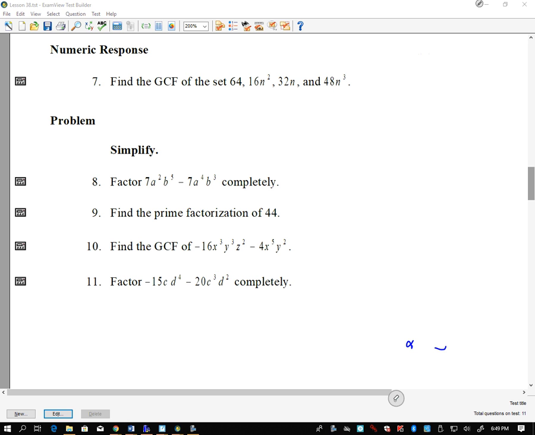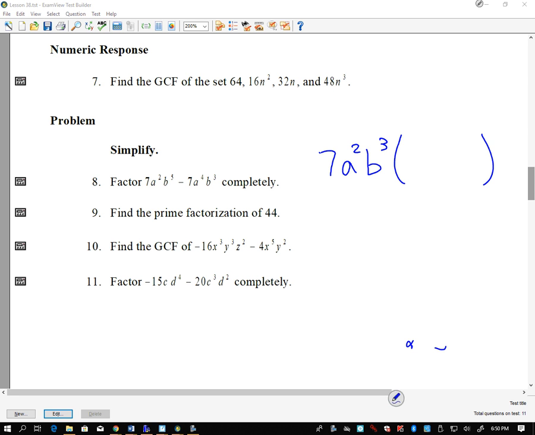All right, 8. Factor 7a squared b to the 5th minus 7a to the 4th b cubed. Well, they both have a 7, so we can factor 7 out of each of them. As far as our variables go, they both have an a, but we can only take the a with the least number of exponents. So I can take out an a squared. They both have b's, but the second one has the smallest set of b's, which is b cubed.